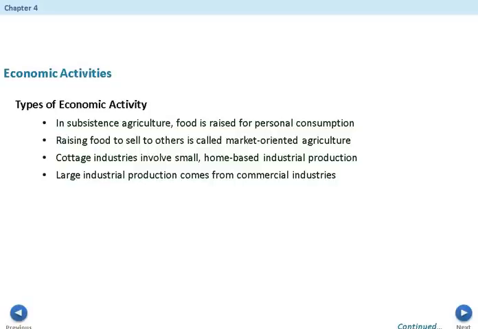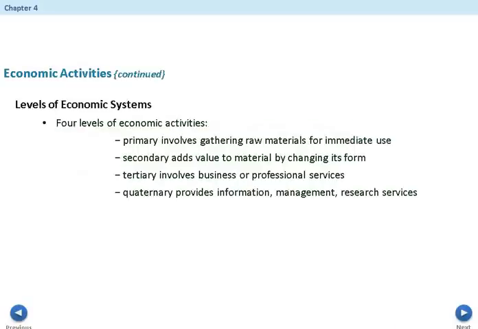So we also have a cottage industry. This involves small home-based industrial production. Cottage industries are kind of the mom and pop selling pies or something like that. Those would be cottage industries. We also have large industrial production, and you have to have this for commercial industries. You have to have that large scale industry, and this is when you start shifting from developing countries to developed. Basically that large scale industry.